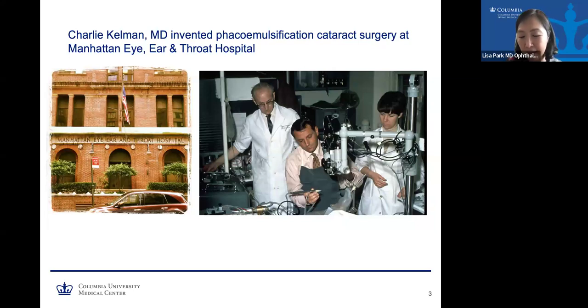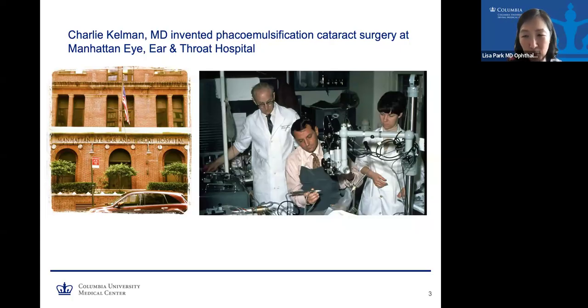But he persisted, and it was very fortunate that he had people who believed in what he was doing. And one of those people was his trainee, Jack Doddick, who was my chairman and who was my mentor. And he was the one who taught me phacoemulsification. So although this was invented in the late 1960s, it actually was not widely adopted until about the 1980s, when the first foldable lenses were invented.